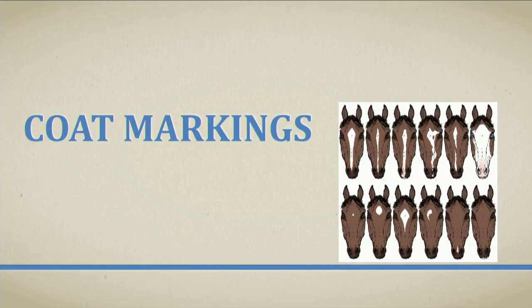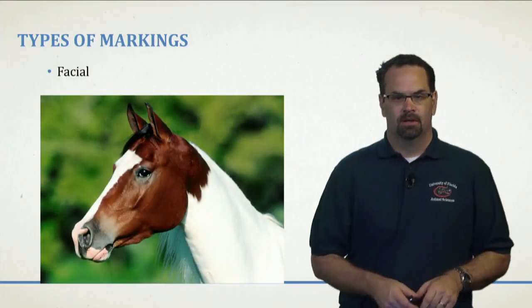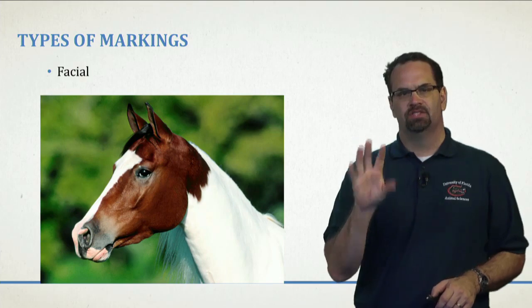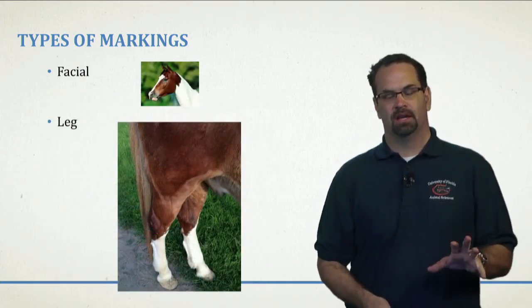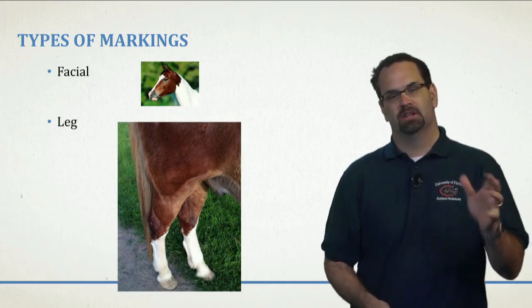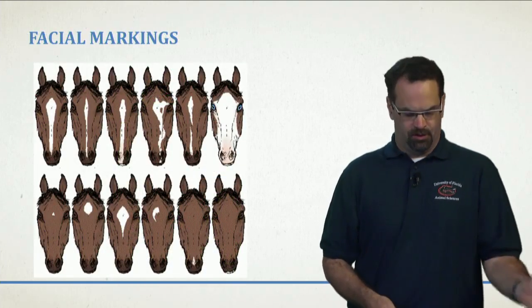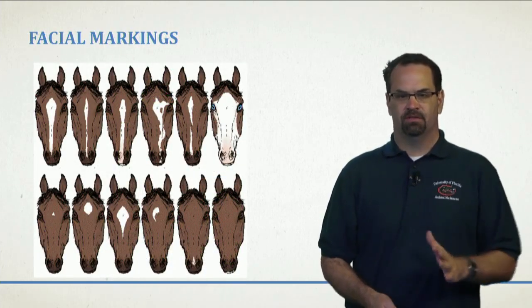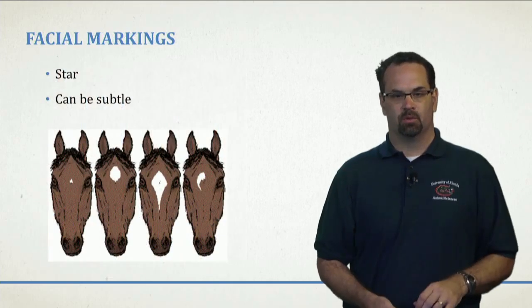All right, welcome back. And in this next lecture, we're going to talk about coat markings. Really, again, the two areas that we're going to look at are the face and also the legs. So we're going to walk through this and give you the verbiage on what we call different markings on the face. Looking at this image, at the end of this lecture, you should easily be able to identify all these markings on these horses.